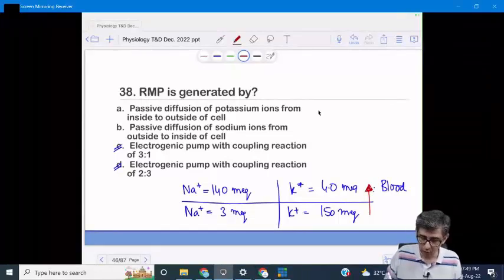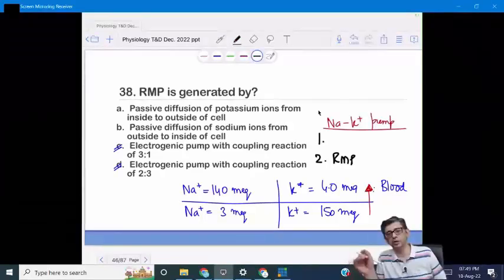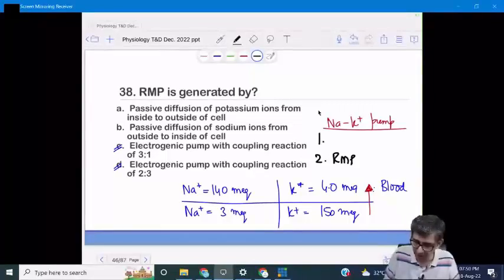Why is the sodium potassium pump not the answer? Because the sodium potassium pump has two main functions. One of them is obviously RMP. I'm not saying that the sodium potassium pump does not play a role in RMP. It does play a role in RMP. But the main function of the sodium potassium pump is mainly osmotic equilibrium.